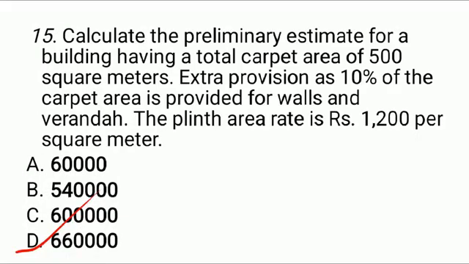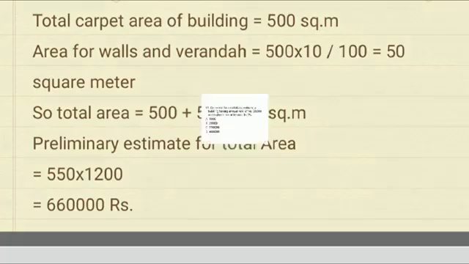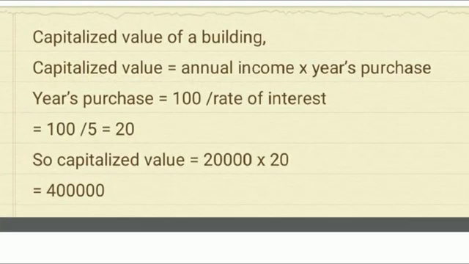Next question. Calculate the capitalized value of a building having annual rent of 20,000 and highest rate of interest is 5%. That is, rate of interest is 5% and annual rent is 20,000. So what will be the capitalized value? Here I also made a solution for this.